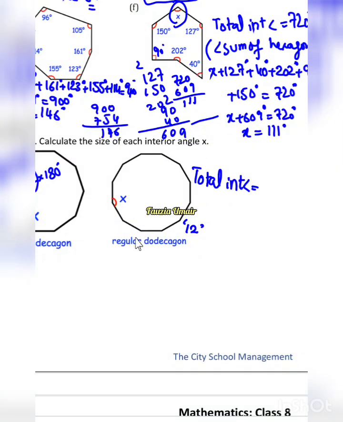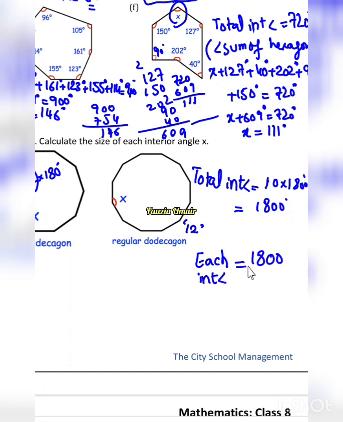The last part of this question is a regular dodecagon. So a dodecagon is basically a 12 corner shape. So the total interior angle would be 12 minus 2, so it would be 10 into 180 degree. So it means the total interior angle of this regular dodecagon is 1800 degree. So now to find each interior angle, I will divide this 1800 by 12.